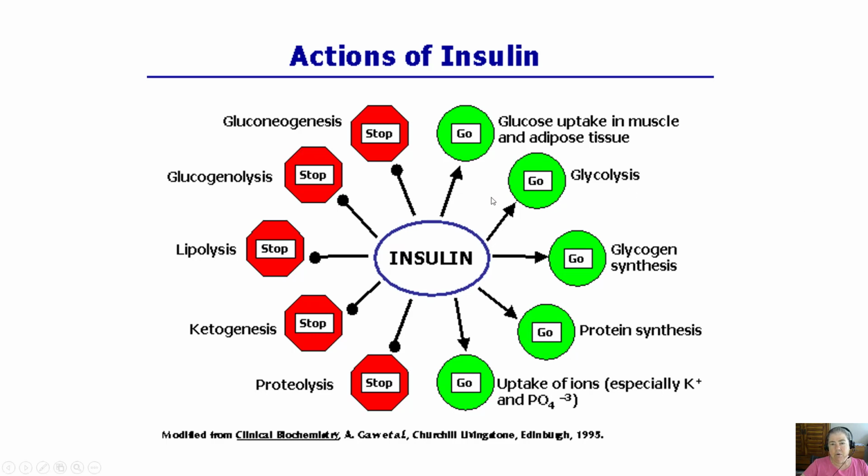So here we show the things that insulin stimulates and the things that insulin inhibits. Stimulates glucose uptake, the breakdown of sugar, the synthesis of glycogen, the synthesis of protein, and uptake of ions like potassium. It inhibits the production of new glucose, the breakdown of glycogen, the breakdown of fat, the production of ketones, which happens when we're using fatty acids, and the breakdown of proteins.